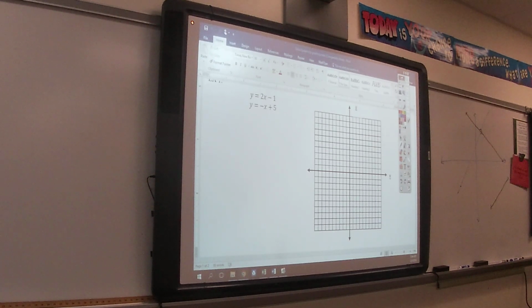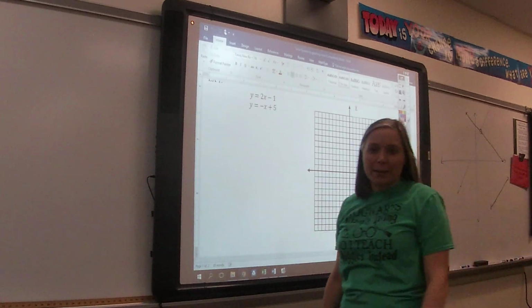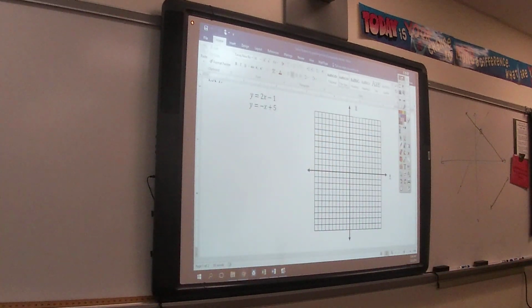So now look at your two lines and see if that helps you. Now, can you find that intersection point? Yeah, there you go. Okay, so what do we think? What's our educated guess that we think this answer is going to be? 2, 3? Yeah, 2 comma 3. We kind of agree? Okay.